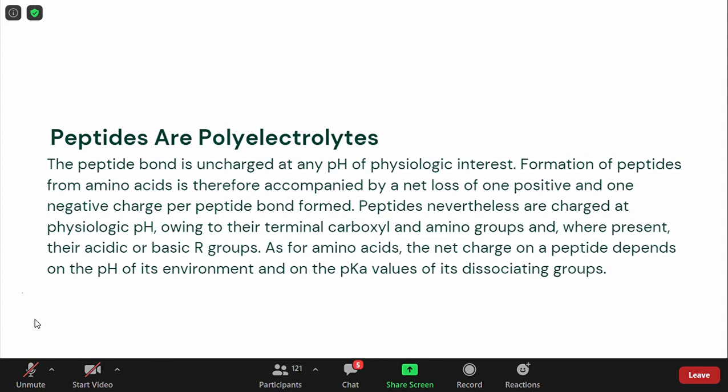So polyelectrolytes is because of the ability of the R group, and also the peptide bond, to have positive or negative charges. So it becomes a polyelectrolyte, whether the R group is acidic or basic. And in the string of amino acids, there are amino acids that are basic and amino acids that are acidic. So it becomes a polyelectrolyte.